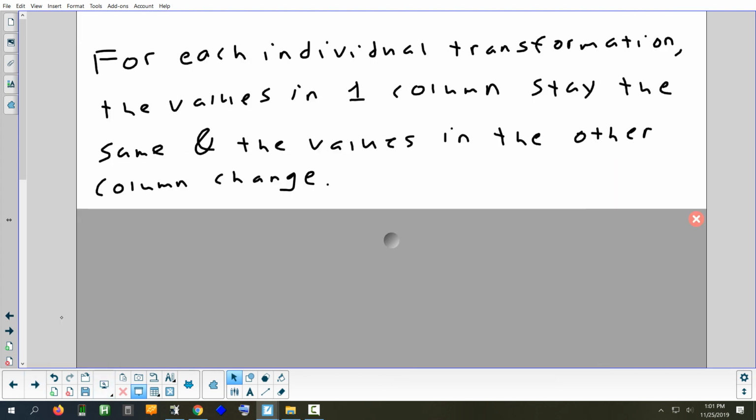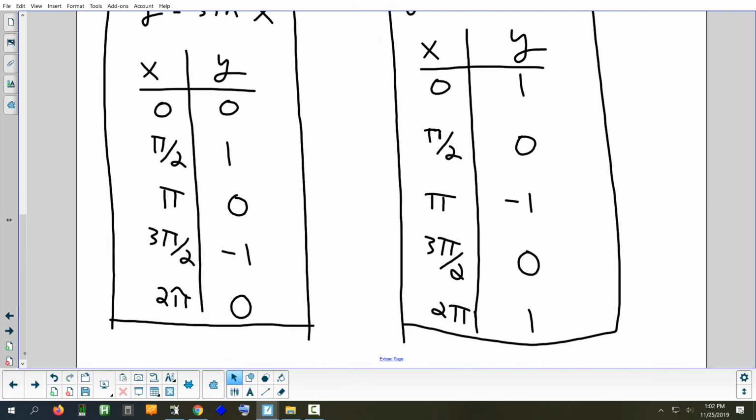So what that means is if we shifted up and down, which values are not affected at all? The x values. So if we only do one transformation per problem, one column is going to stay the same, the other column is going to change. Either the x's stay the same and you fix the y's, or the y's stay the same and you've got to change your x's. We're not going to have to change the numbers in both columns at the same time today. Tomorrow we'll look at that.